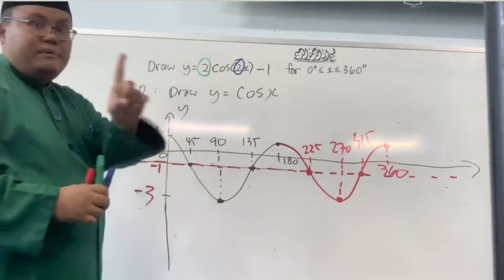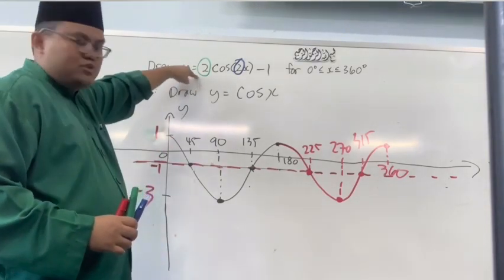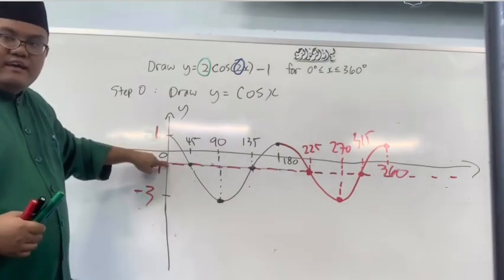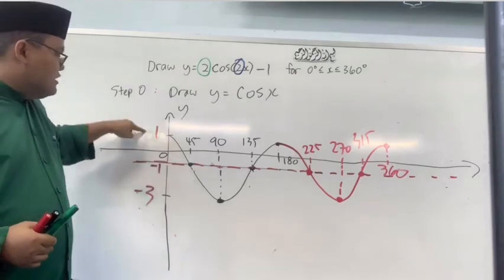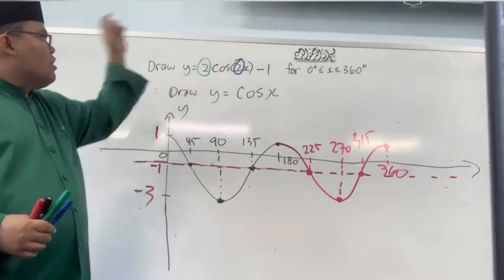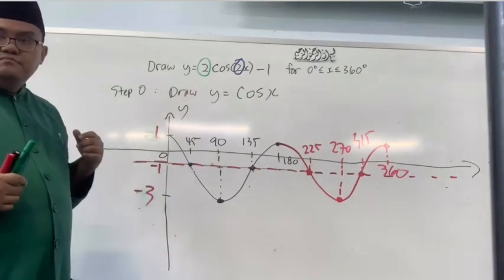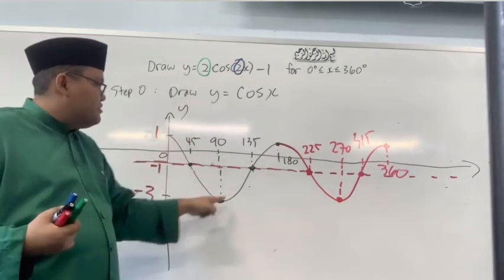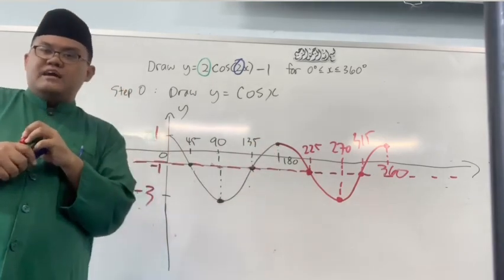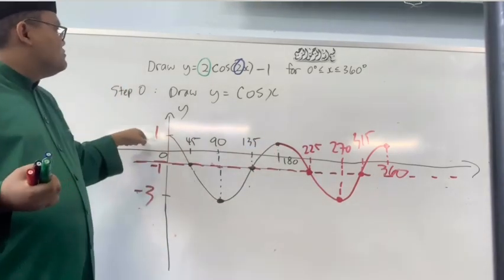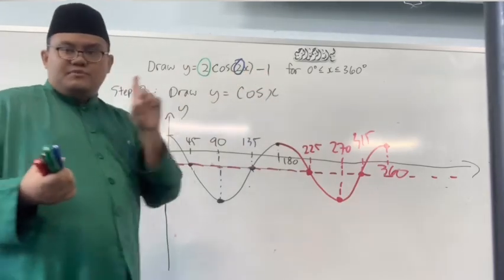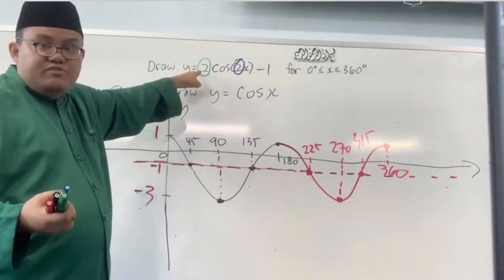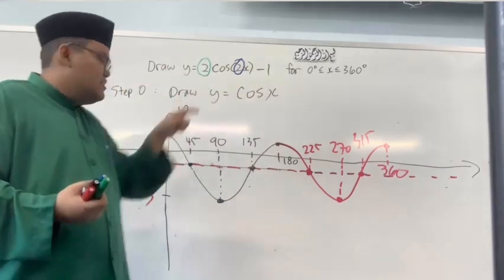Okay. Amplitude is 2. Betul tak? Correct or not? The distance from highest point to the axis of curve. What is the distance from 1 to minus 1? Is 2. Okay. Period. 360 over 2. 180. Correct. See, it repeats every 180 degrees. Highest point 1. 2 minus 1, 1. Lowest point, I take negative of this one. Negative 2, negative 1, negative 3.